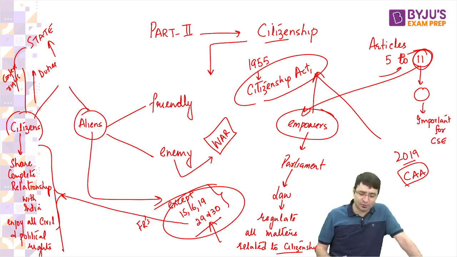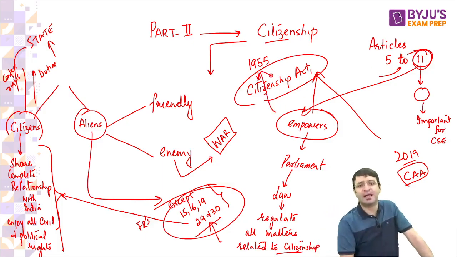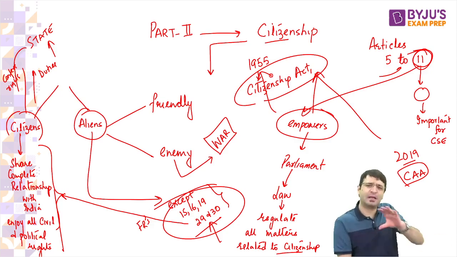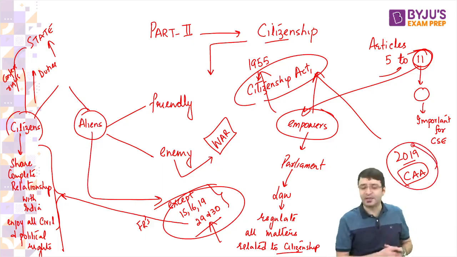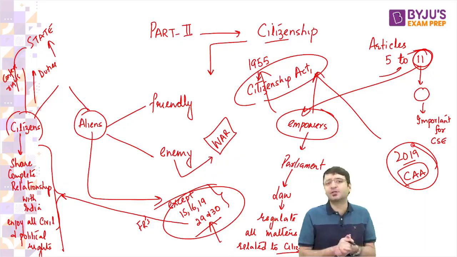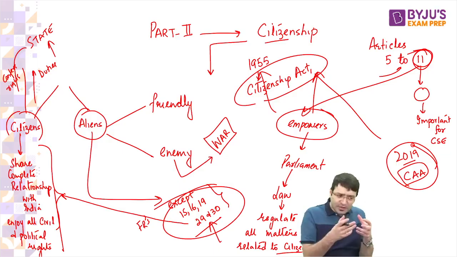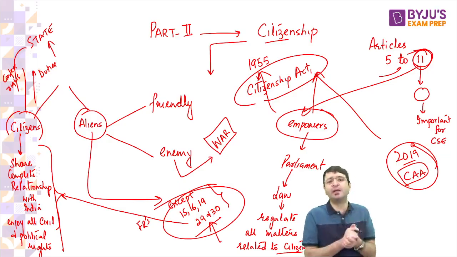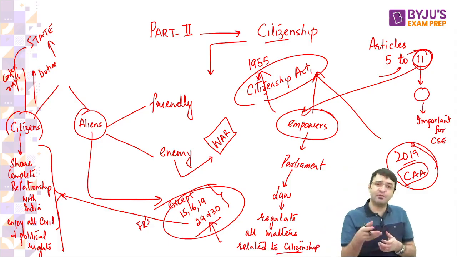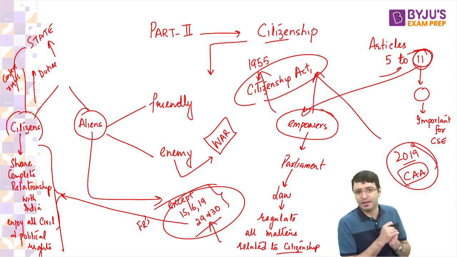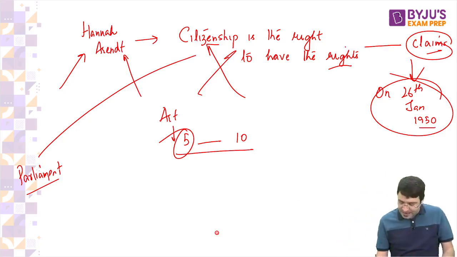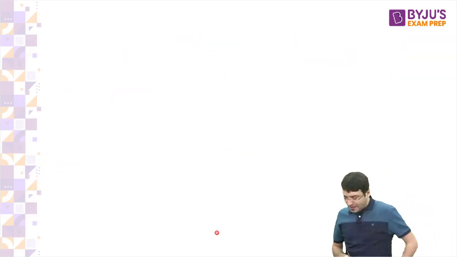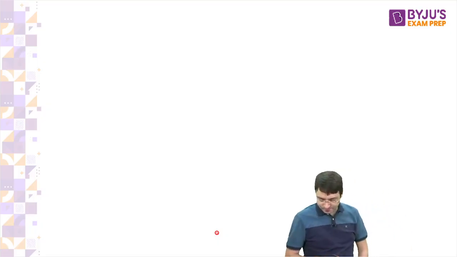And Parliament passed this law in 1955, known as the Citizenship Act, which has been amended multiple times. The last amendment is in 2019. And it is this Citizenship Act which defines and tells us what are the ways by which you can acquire Indian citizenship, and what are the ways by which you can lose your citizenship as well. So now we will have to discuss what is this Citizenship Act of 1955. Any questions as of now? Let me know.